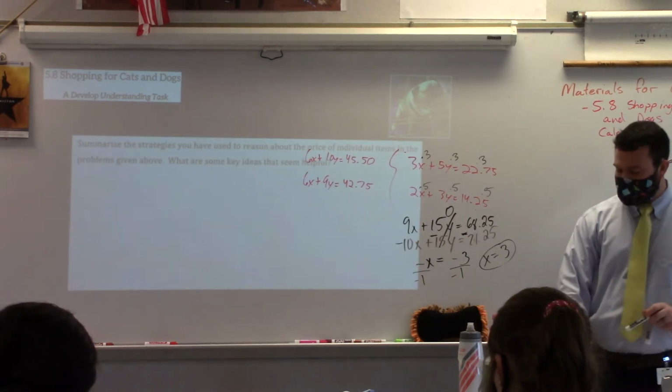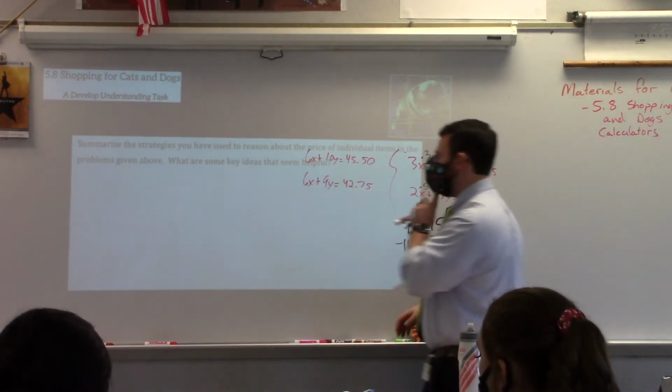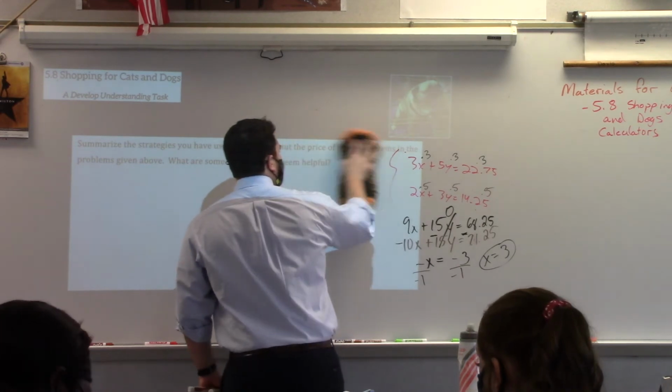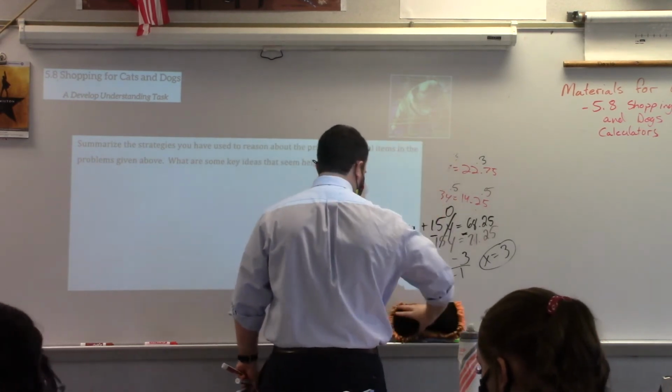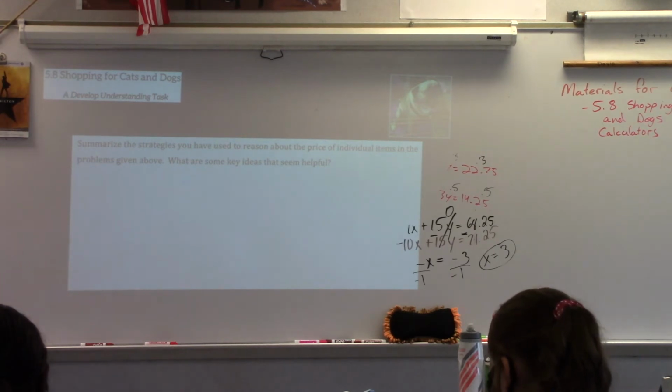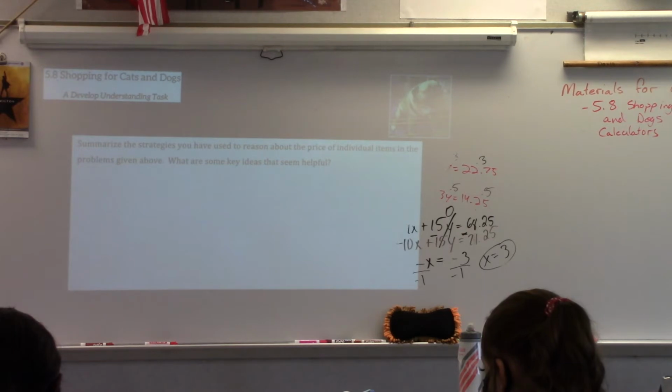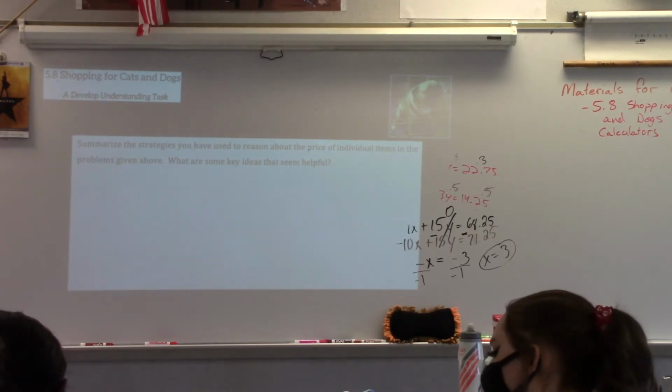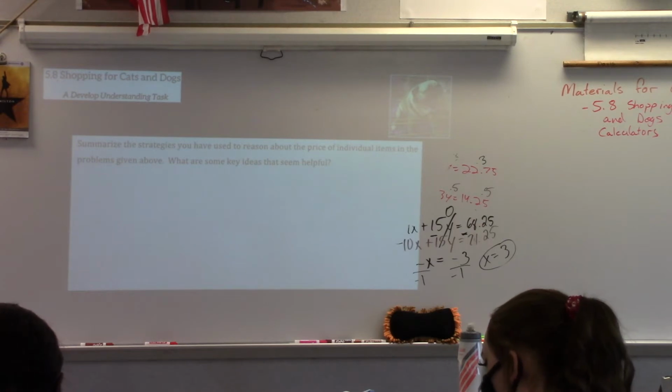So that brings us to this summary, the most important part of this entire thing. This is what we need to make sure we have down well. Summarize the strategies that you have been using to reason about the price of individual items. And we started using the algebra with that as well. What is the first thing that we always wanted to do in order to eliminate one of the variables?